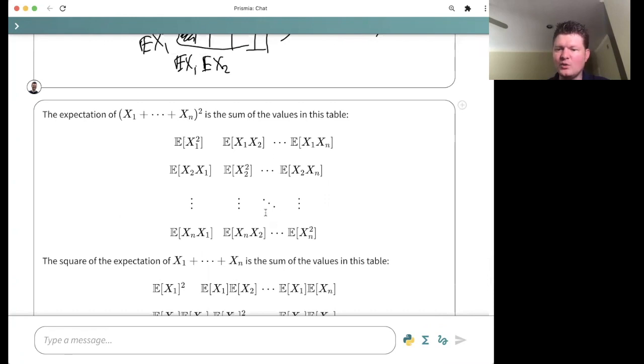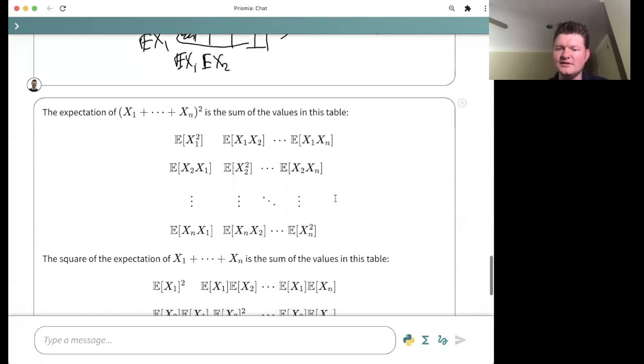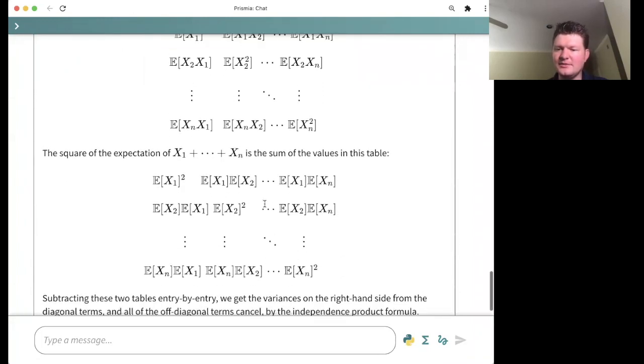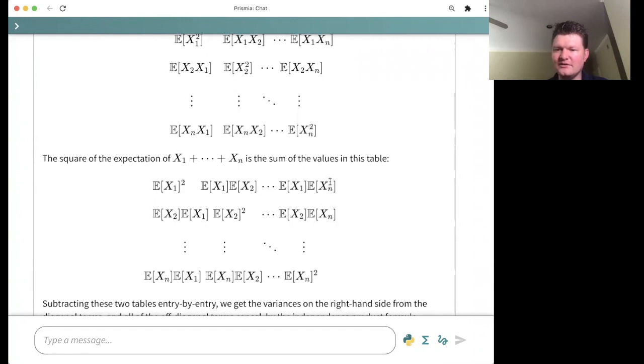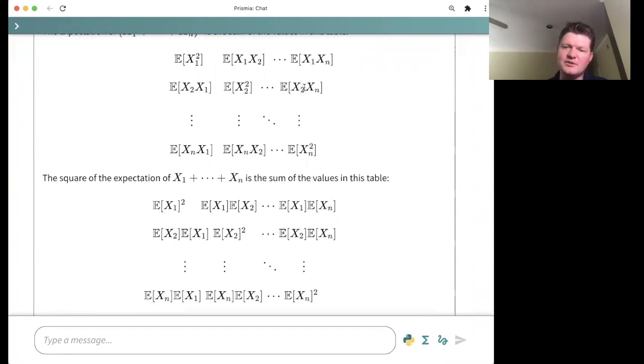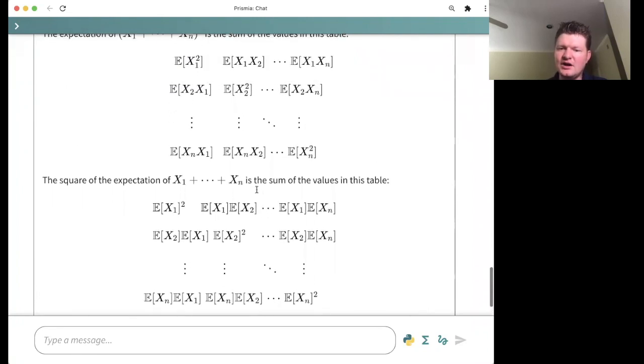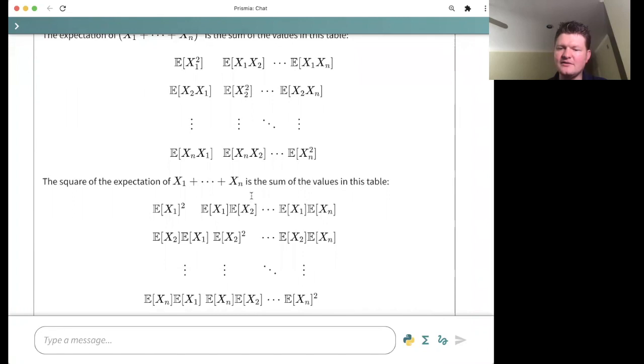That first term works out to the sum of all these terms. These are just laying everything out in a grid. And the square of the expectation is the same idea, except expectation is going to be applied to each x rather than being applied after the product is taken. And so we can subtract these off, all of this stuff added together minus all of this stuff added together. But it's easier to subtract them in pairs.